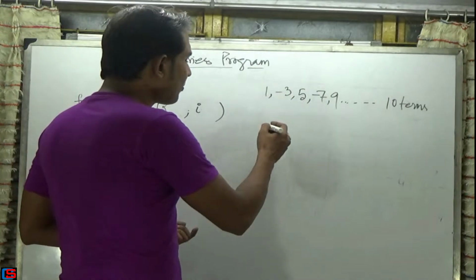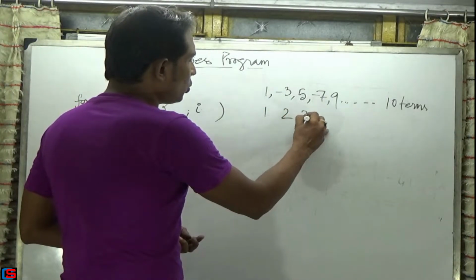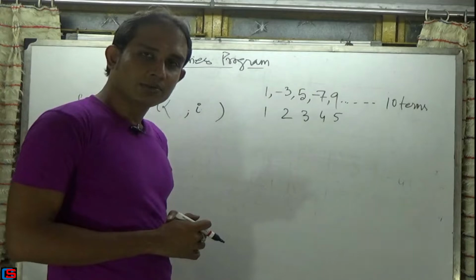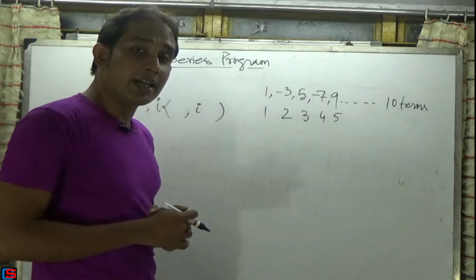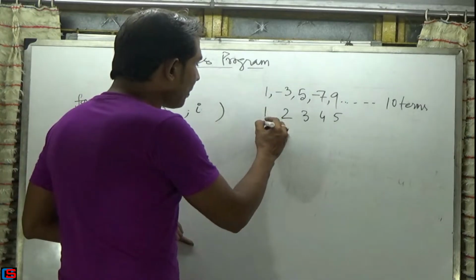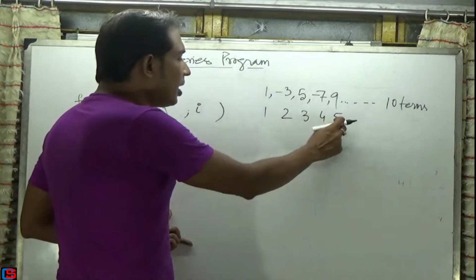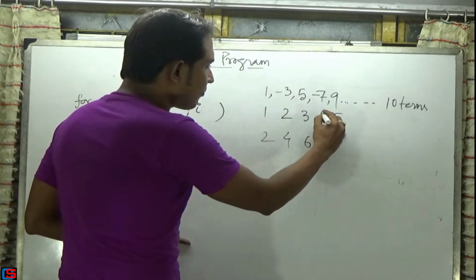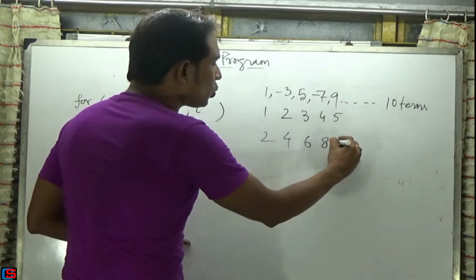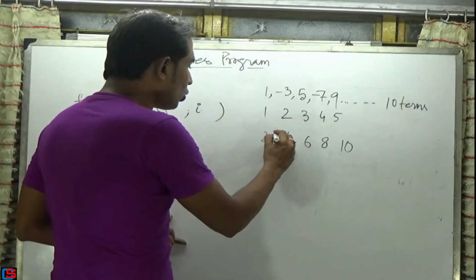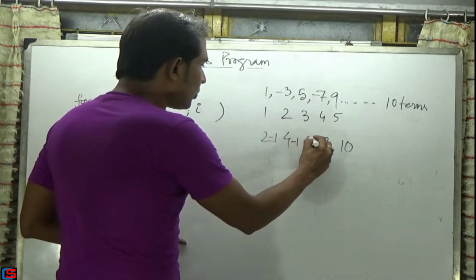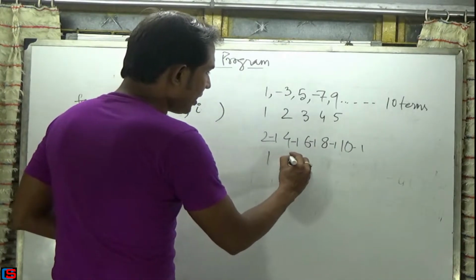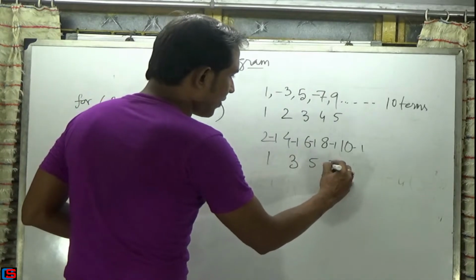Suppose I write the position of the individual numbers 1, 2, 3, 4, 5 like the previous way, then it can be generated. How? If I multiply each position by 2, then 1 becomes 2, 2 becomes 4, 3 into 2 becomes 6, 4 into 2 becomes 8, and 5 into 2 becomes 10. After that, I subtract 1 from each number, so it becomes 1, 3, 5, 7, 9.